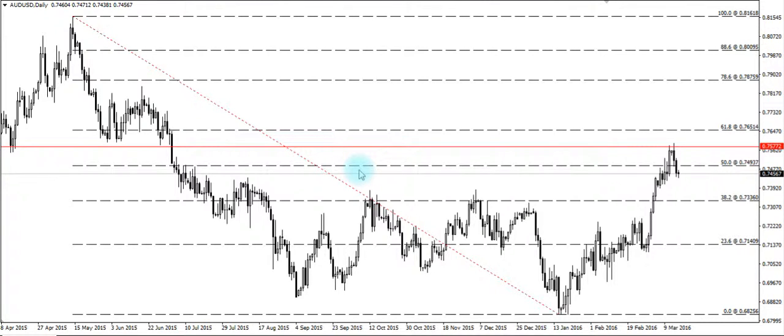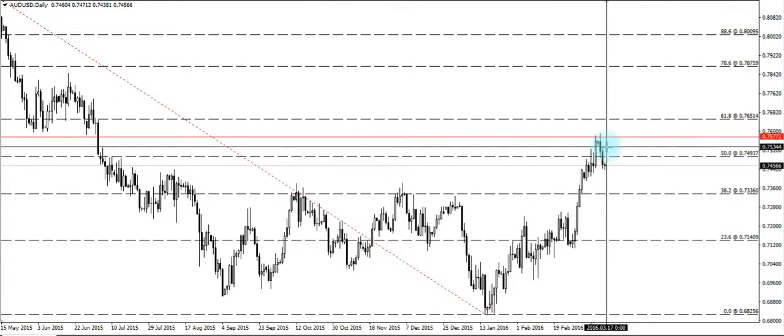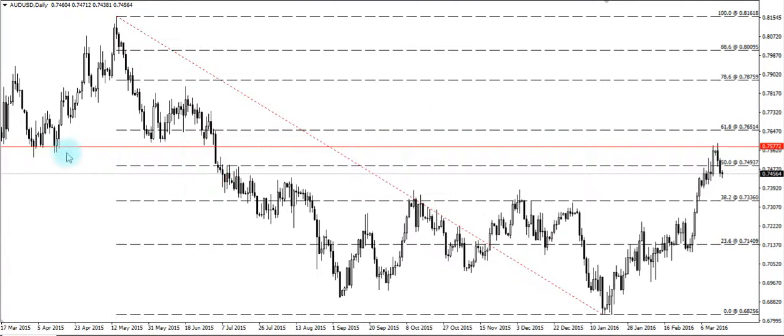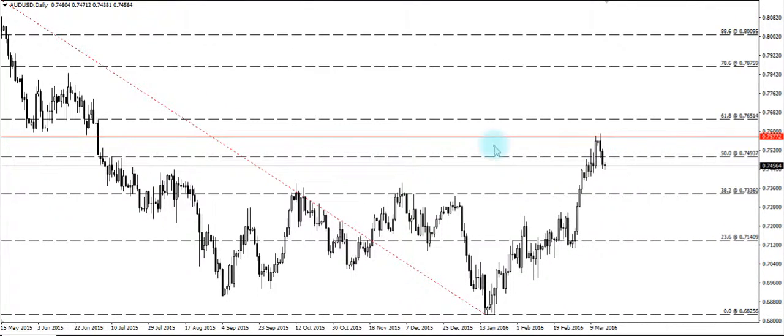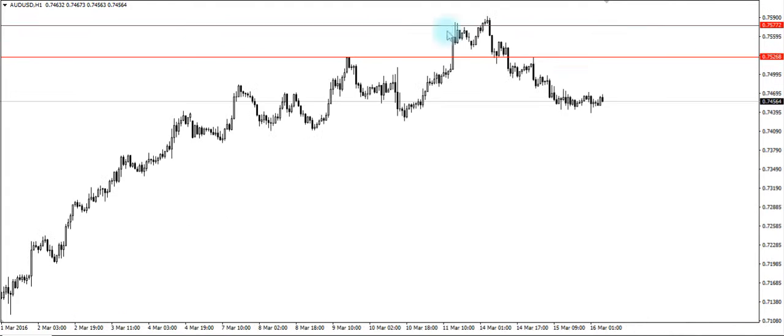We've seen that the Australian dollar against the US dollar has fallen for the second day since it got resisted at the key support and resistance level at the price of 0.7577, just a little bit lower than the retracement level of 61.8%. So into the 1 hourly chart.